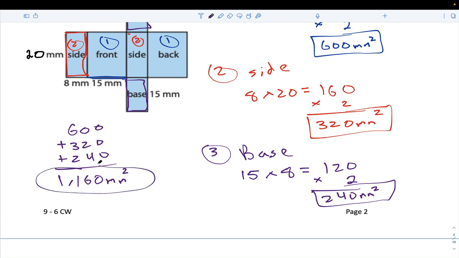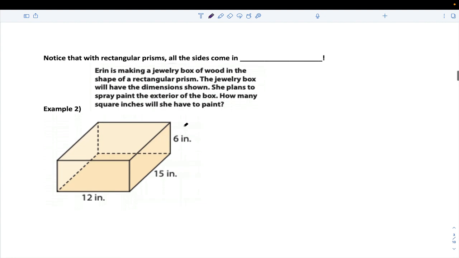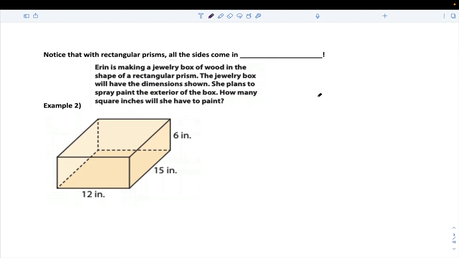Okay. First surface area done. On to bigger and better things. Here's one thing I want you to be aware of. Notice that rectangular prisms all come with sides that are in pairs. So if you have a rectangular prism, you can automatically think, I just got to hunt out 3 sides. I don't need to do 6 different sides. Once you have those 3, you're on your way to the answer.